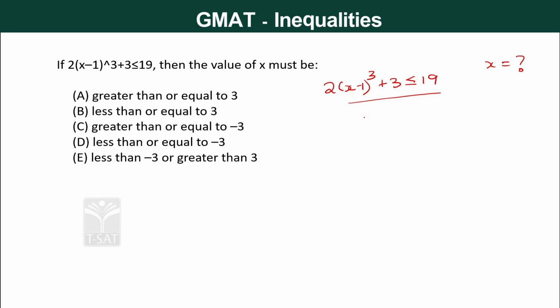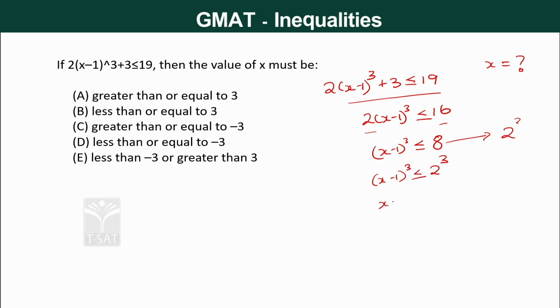So subtracting 3 on both sides, we will be left with 2 into (x minus 1) whole cube is less than or equal to 19 minus 3, which is 16. Now divide both sides by 2, and you will be left with (x minus 1) whole cube is less than or equal to 16 divided by 2, which is 8. 8 is nothing but 2 raised to 3. (x minus 1) whole cube is less than or equal to 2 cube.